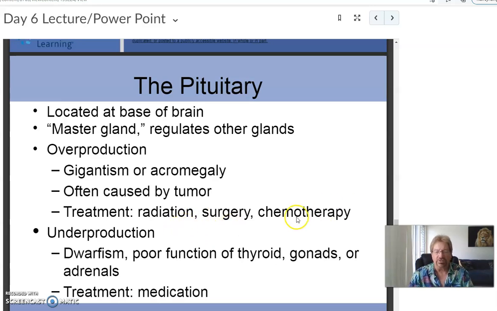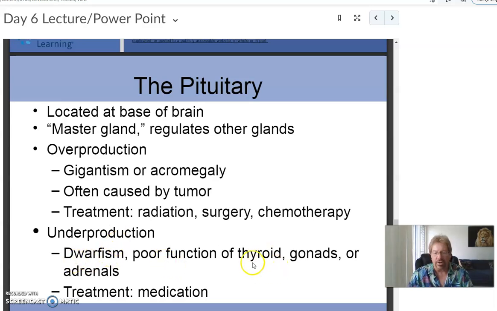Treatment: radiation, surgery, chemotherapy. Underproduction of growth hormone. They really need to say that there because that's what they're talking about. The anterior pituitary, guys, produces like 6 or 7 hormones and the posterior 2. So you can't just say the pituitary and then start talking about problems with growth hormone, because that is specifically what this is. Underproduction of growth hormone, or human growth hormone, is often called dwarfism.